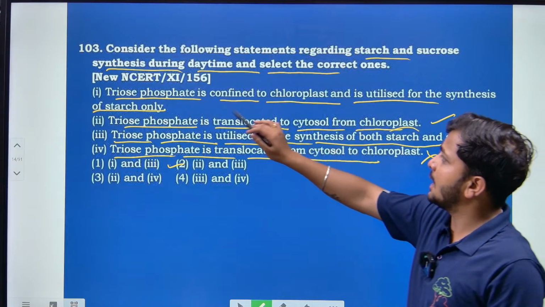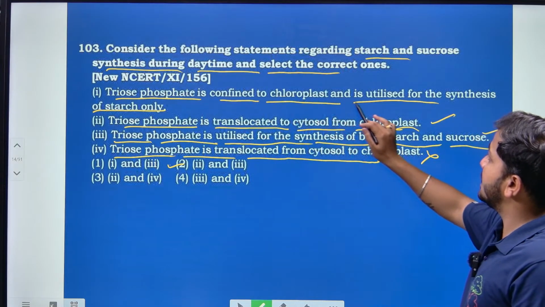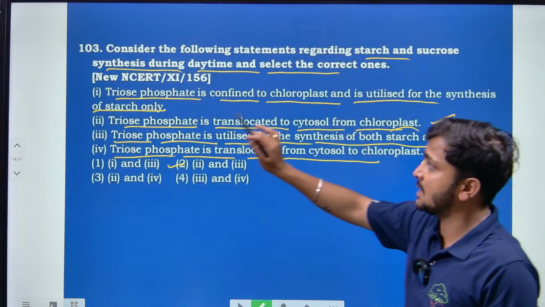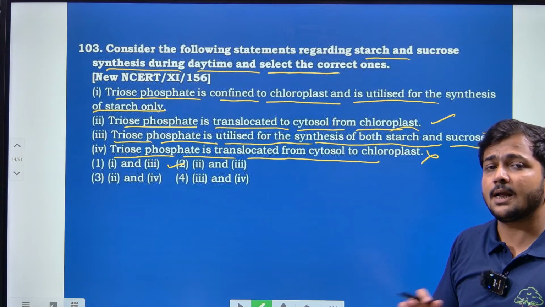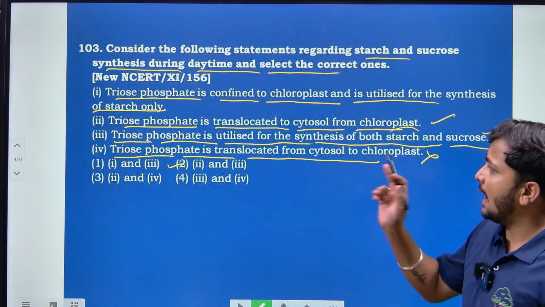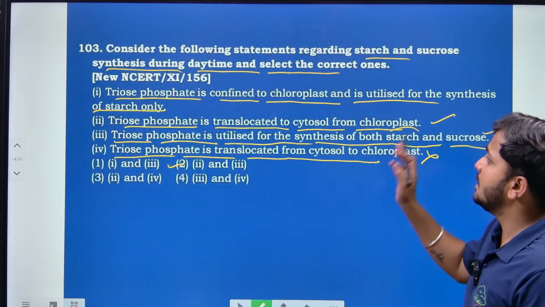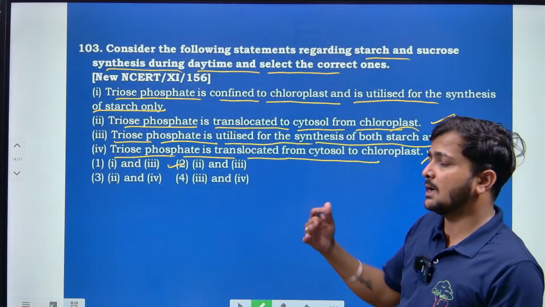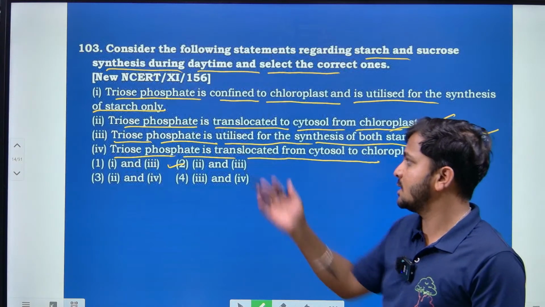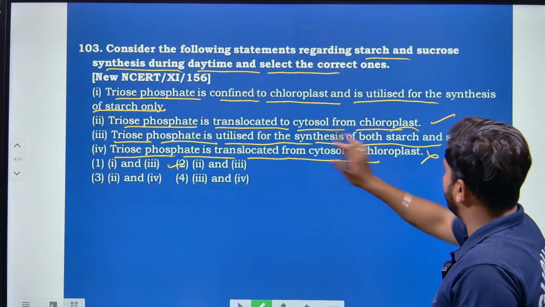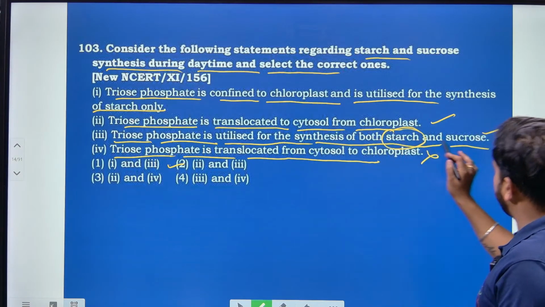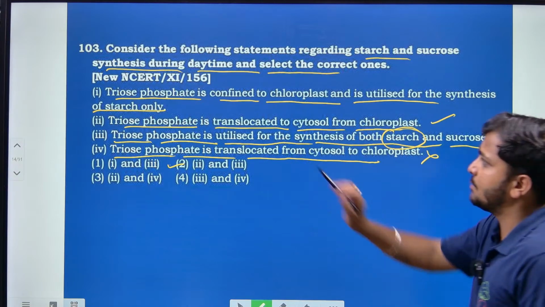Then, triose phosphate is confined to chloroplast and is utilized for the synthesis of starch only. No, the triose phosphate can even be utilized for regeneration. And the first formation will not be the starch; consider first sucrose, and from sucrose the starch formation can be seen. So majorly, triose can be utilized for the synthesis of both starch as well as sucrose. So here option 2 is correct.